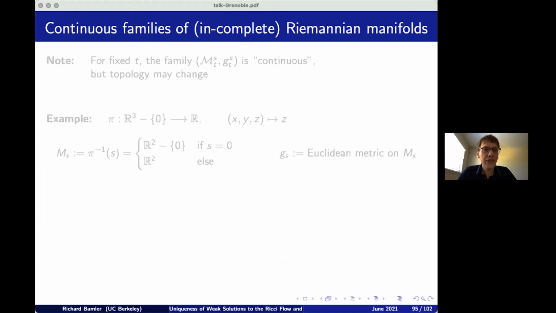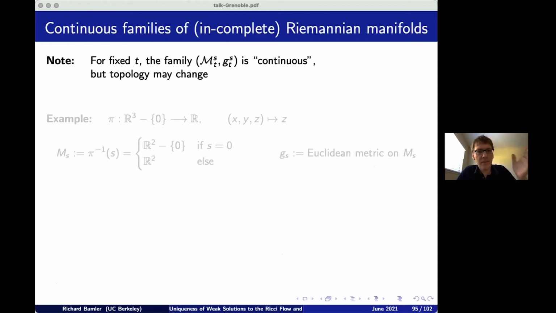All right, and so to discuss this, let me first discuss a baby case here. I want to discuss how we can express or define continuous families of manifolds, or of Riemannian manifolds. And what I find most interesting here is incomplete Riemannian manifolds. Okay, the reason why I find this interesting is due to the following observation.